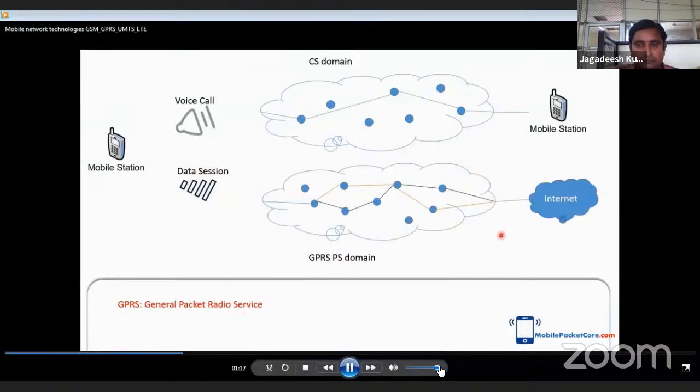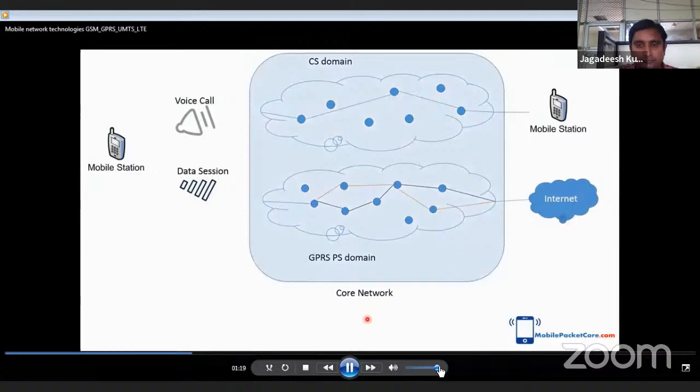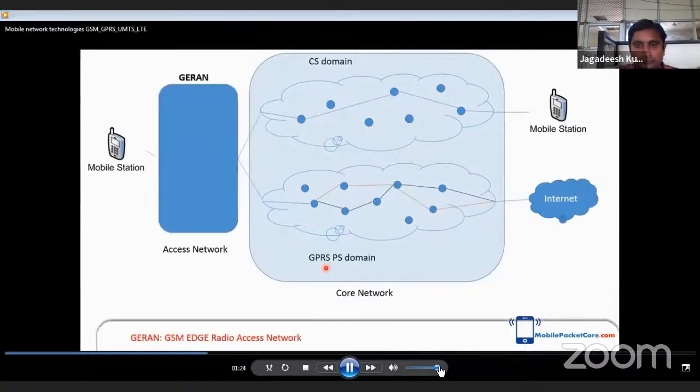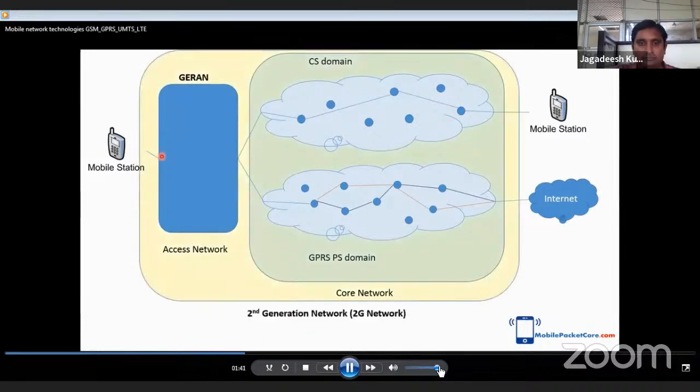To sum up, the core network describes the combination of the CS domain and the PS domain in mobile network. The mobile station connects to the core network through the access network, which controls the communication between the mobile station and the core network. The access network name in GPRS is GRAN, which refers to GSM, Edge, Radio Access Network. In fact, this whole network that contains the access network and the core network forms the second generation network, or 2G network.